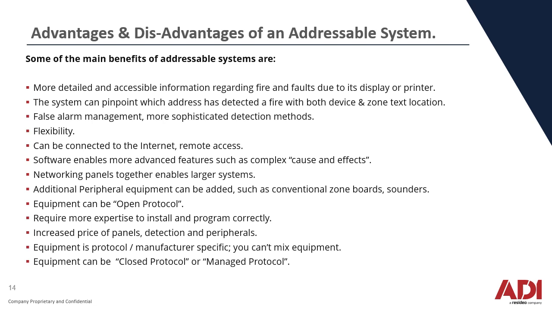Software enables more advanced features such as complex cause and effects. Networking panels together enables larger systems. Additional peripheral equipment can be added, such as conventional zone boards, sounders.